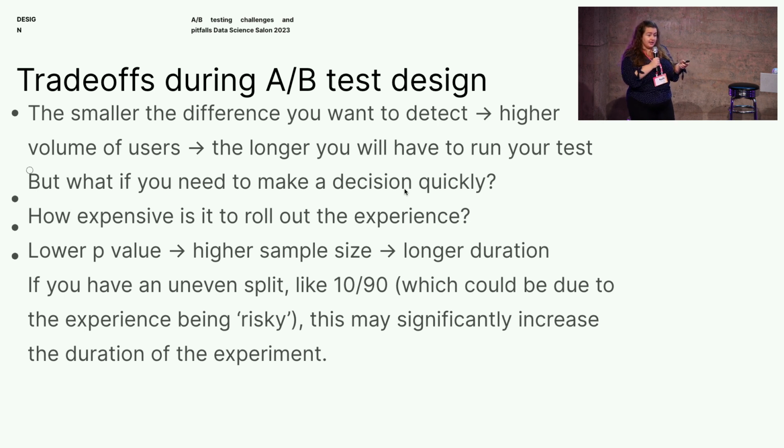And then if you have an uneven split, so for example, you don't want to run it for half of your users, you want to do something like 10/90, you need to make sure that the smaller group also hits the right sample size.